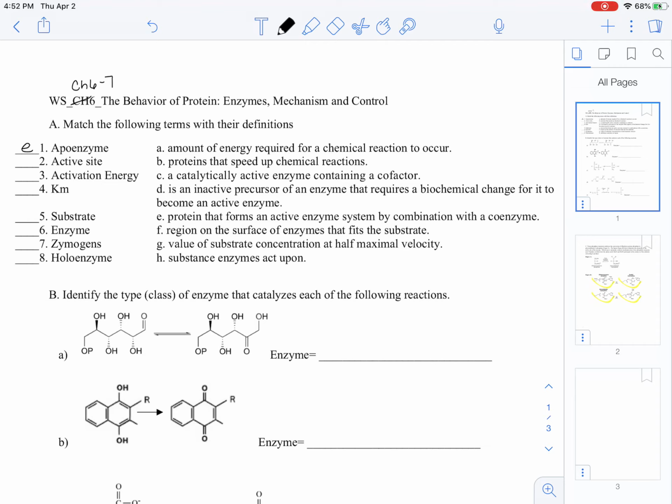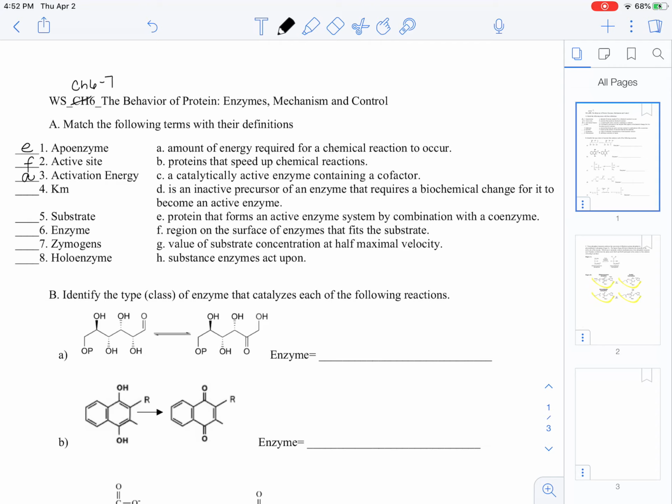The next term is the active site, which the correct letter is F. An active site is the region on the surface of enzymes that fits the substrate. Term number 3 is activation energy, which the correct letter is A. That's the amount of energy required for a chemical reaction to occur. Some of you in other courses have heard that activation energy is the energy that has to be overcome by reactants to get to product.